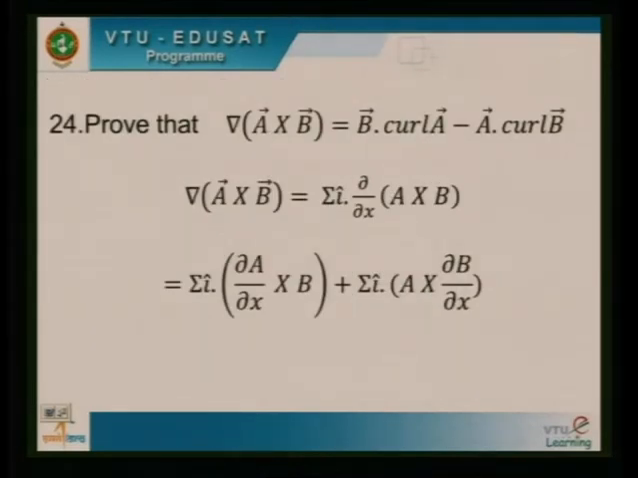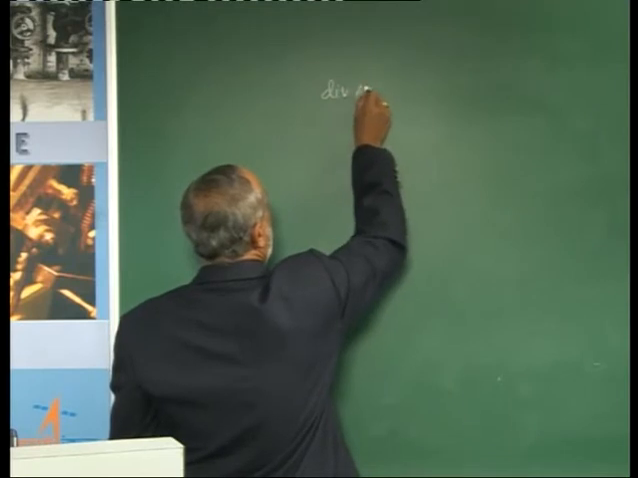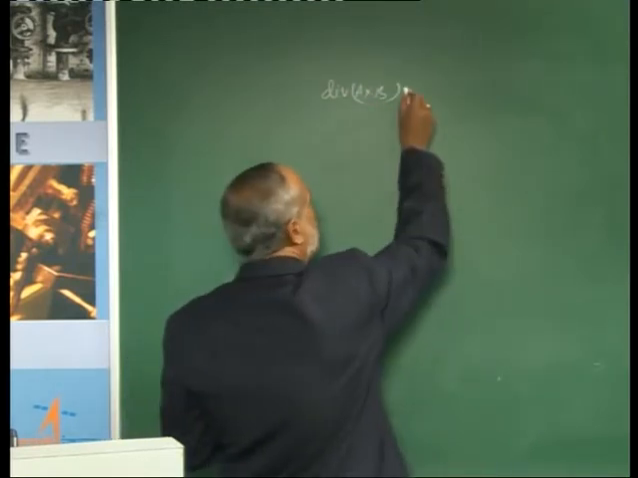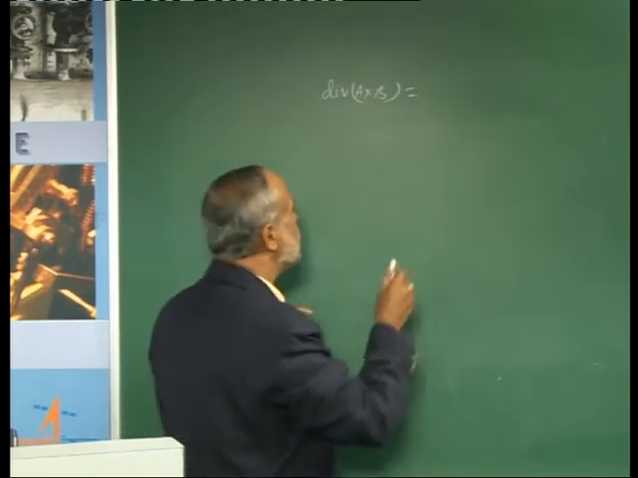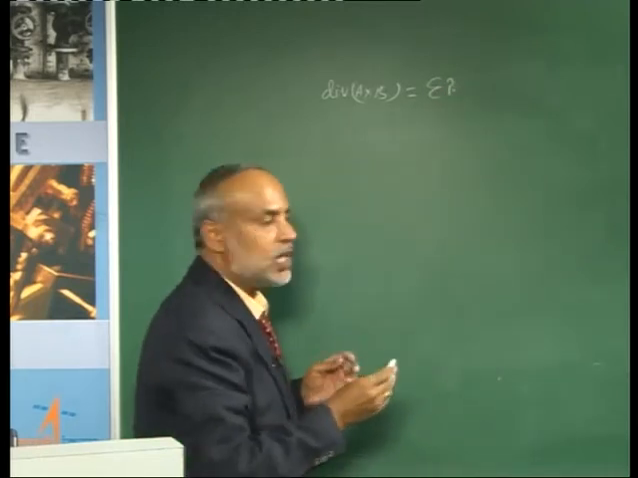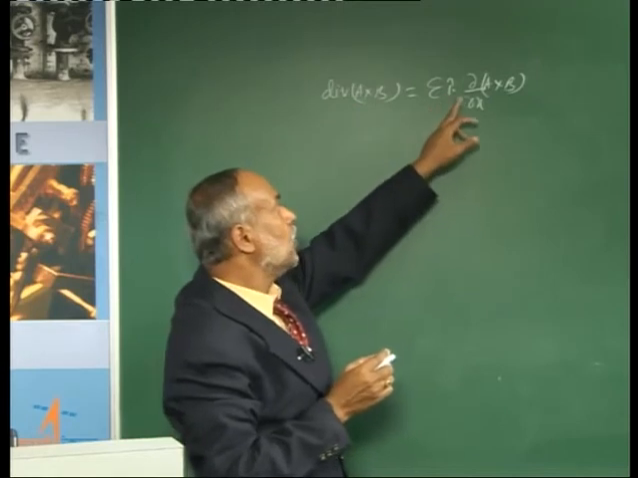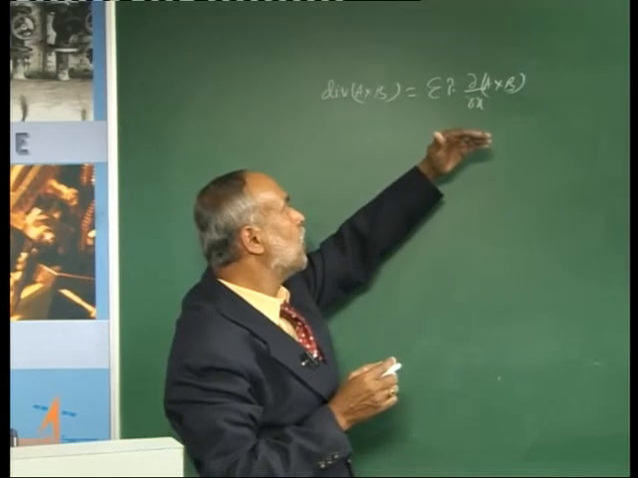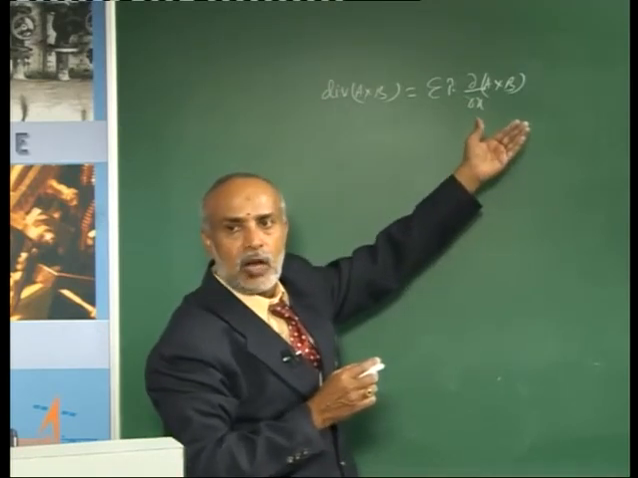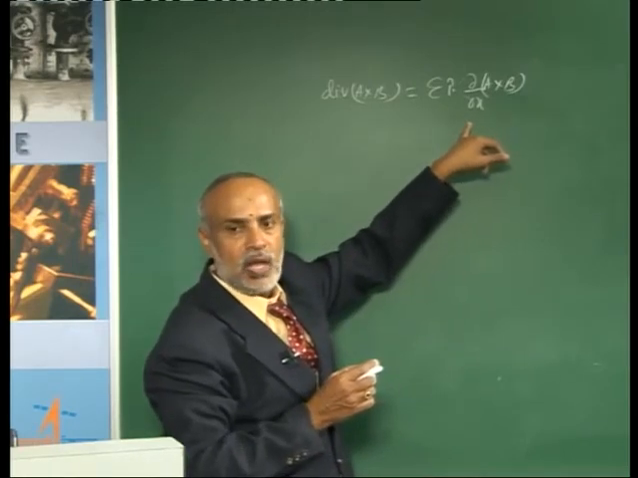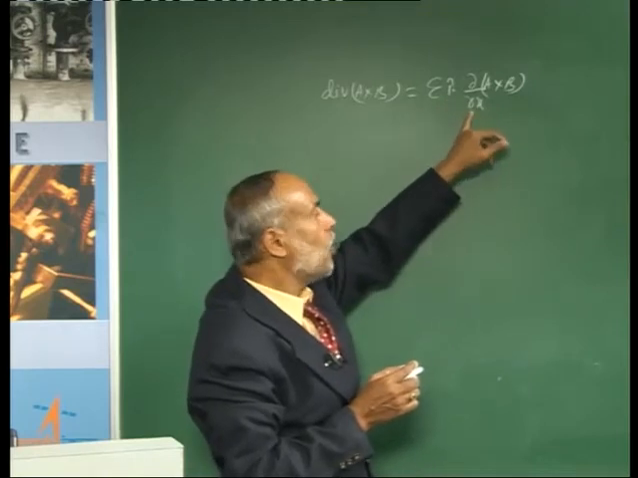Next, prove that divergence of A vector cross B vector is equal to B vector dot curl A vector minus A vector dot curl B vector. Take the LHS, which is divergence of A cross B. Divergence of A cross B can be written using the summation of i vector dot dou by dou x of A cross B. If you remove the summation, you write i dot dou by dou x of A cross B plus j vector dot dou by dou y of A cross B plus k vector dot dou by dou z of A cross B. Because I am using summation, you can write only the i component. Now we have summation of i vector dot dou by dou x of A cross B.